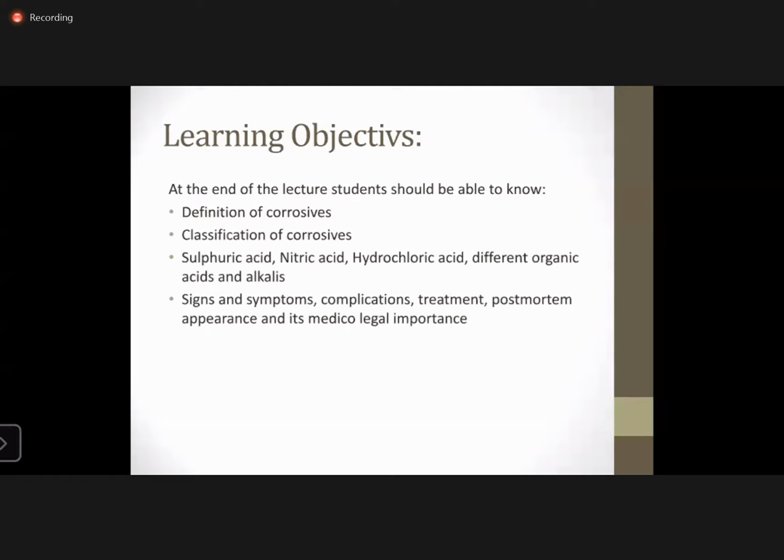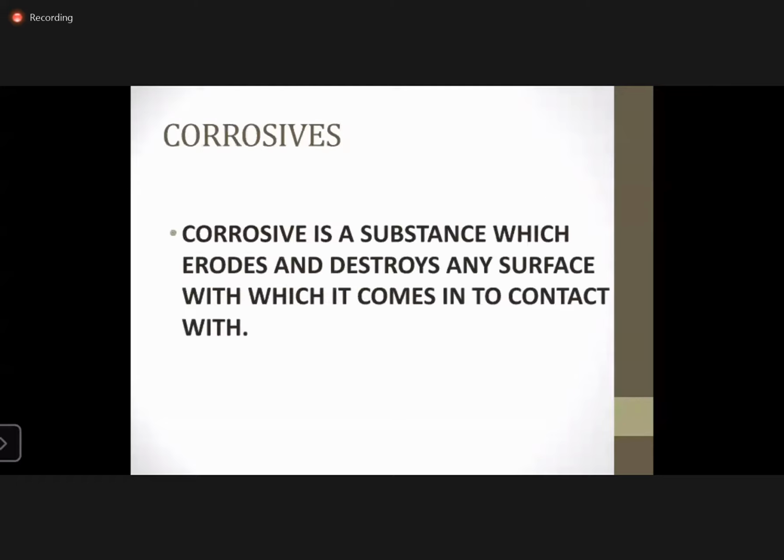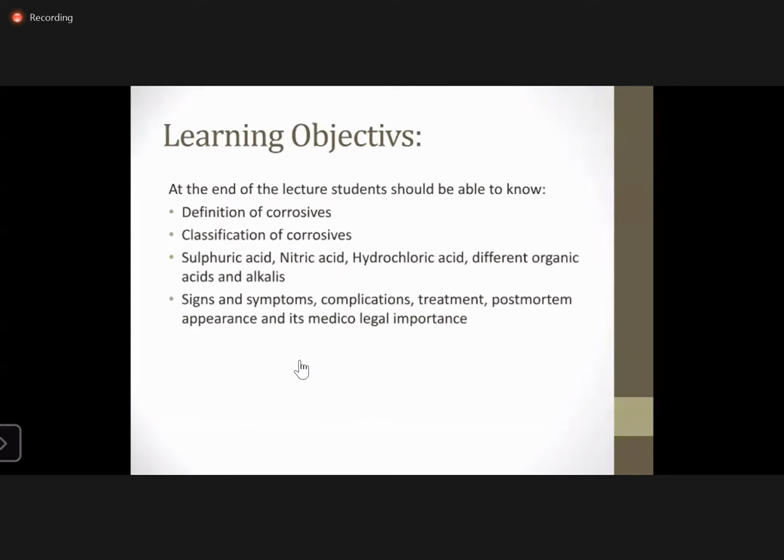So corrosives, as you know, the learning objectives would be that at the end of the lecture, you should be able to state the definition of corrosives, the classification of corrosives, sulfuric and nitric acid, symptoms, complications, treatment, and corrosive appearance. Okay, so moving on, what do you mean by corrosives?